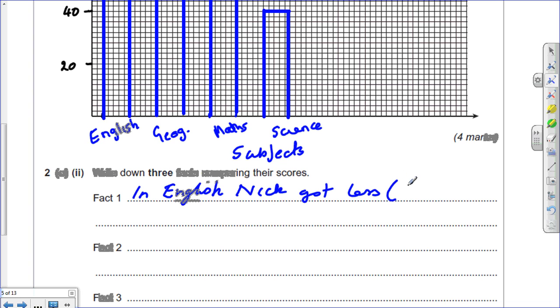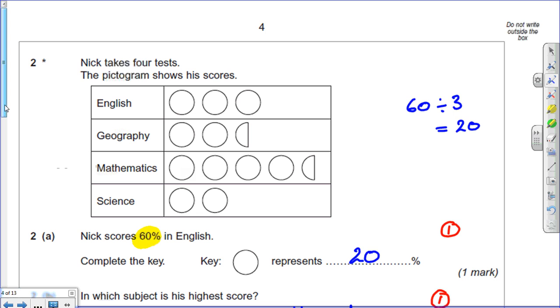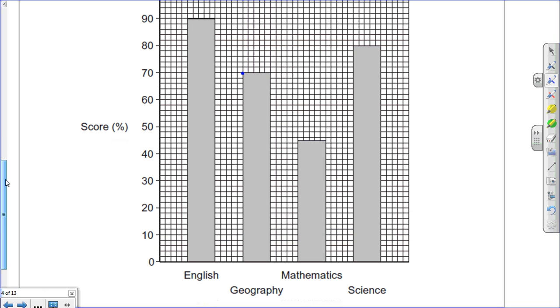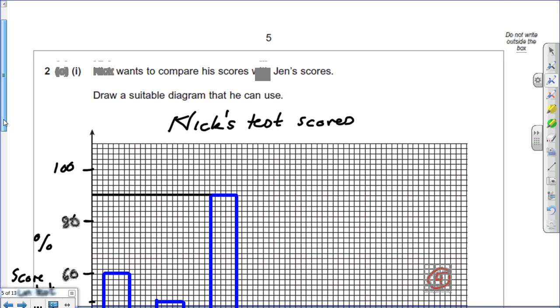What about in geography? In geography, what did Jen get? Jen got, bringing across, she got 70. And we know that Nick got, what did Nick get? And Nick got 50. So in geography, Nick got less, 50% than Jen.